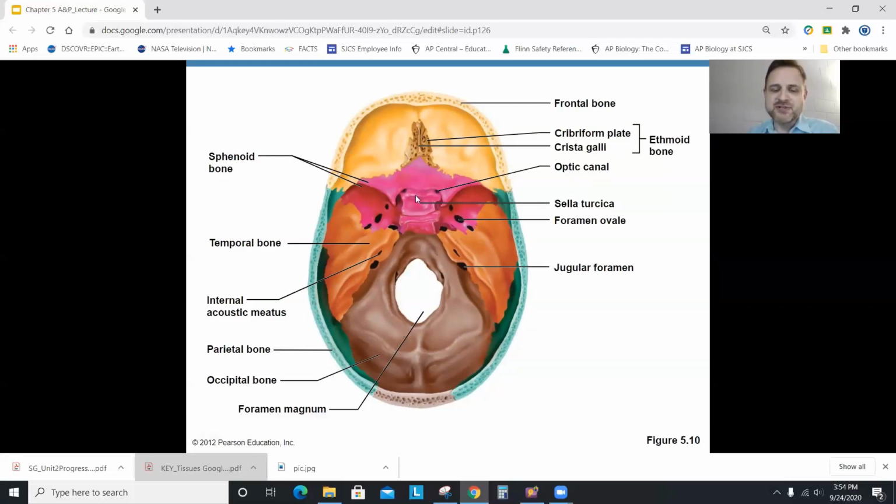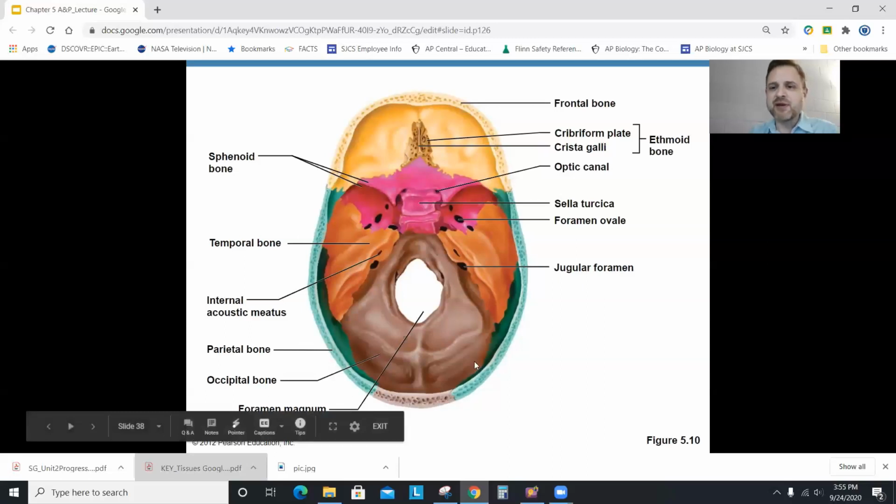This one, the sella turcica, this one's sort of like a little cradle-looking thing. That's a space where your pituitary gland, which sort of hangs from your brain, rests in the sella turcica. The optic canal obviously is for the optic nerve. We're not going to worry about those words.